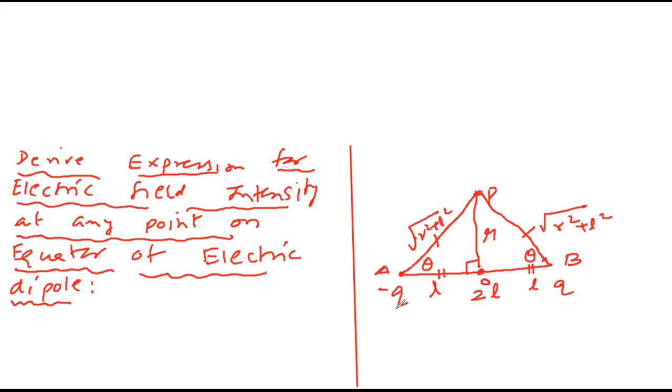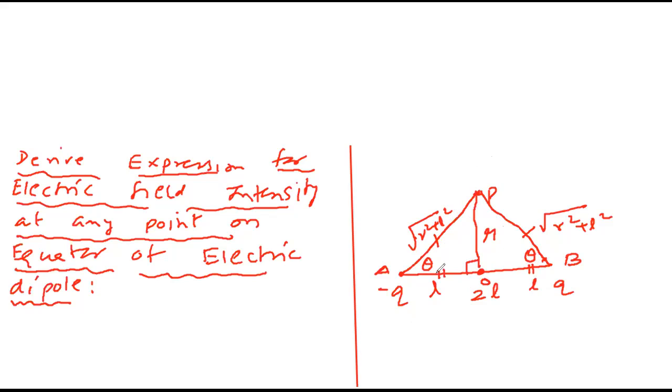Again I'm repeating: consider an electric dipole consisting of equal and opposite charges of magnitude q situated at A and B separated by a finite distance 2L. Let O be the center, therefore OA equals OB equals L. P is a point at a distance R from center O on the equator. Equator means the line perpendicular passing through the center. Draw AP and BP. Therefore AP equals PB equals root of R square plus L square. Let angle PAB equal PBA equal theta.